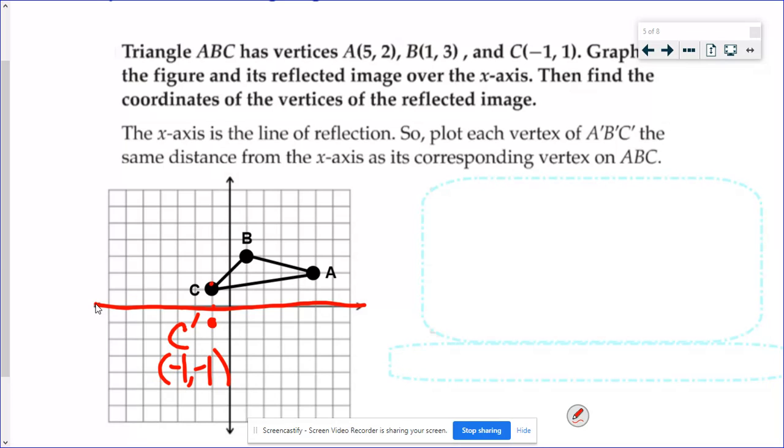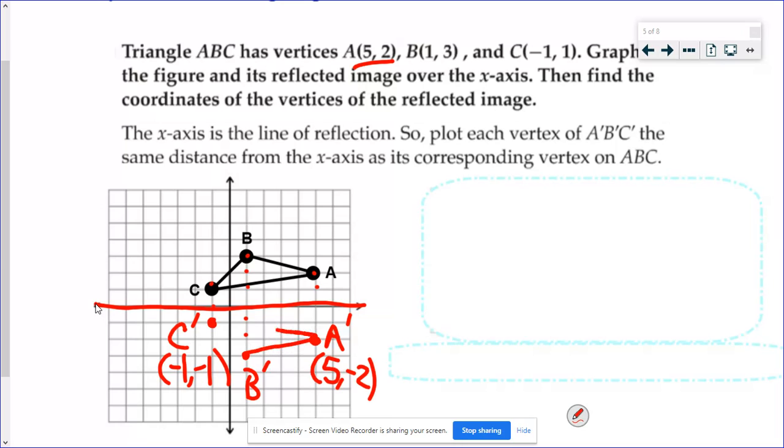Point A is 2 units above the line, so 2 units below would be A prime. And again, point A started at 5, 2. My new point is going to be at 5, -2, just change the y. B is 1, 2, 3 units above, so I would go straight down 1, 2, 3 units below. That's B prime. Here's my triangle.